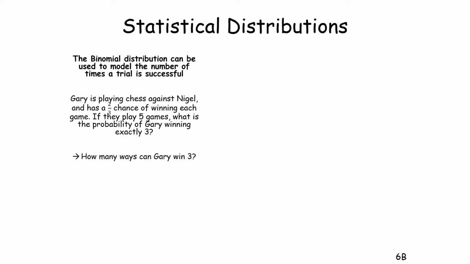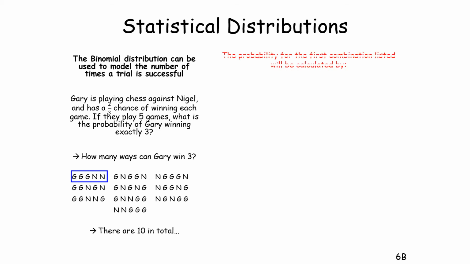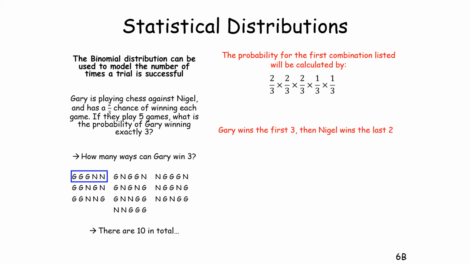So how many ways can Gary win 3? These are all the possible outcomes. There are 10 in total. The probability of the first combination listed will be calculated: Gary wins, Gary wins, Gary wins, Nigel wins, Nigel wins. So Gary wins the first 3 games and Nigel wins the last 2.